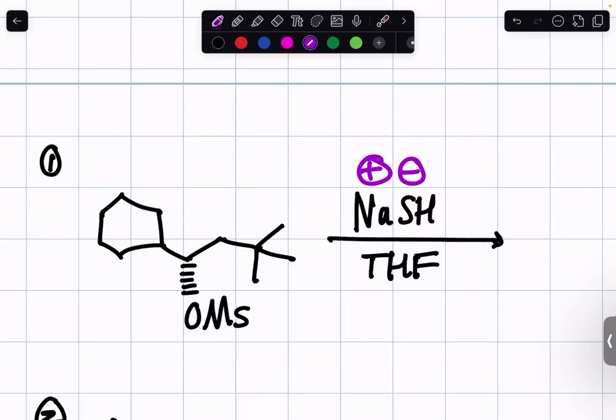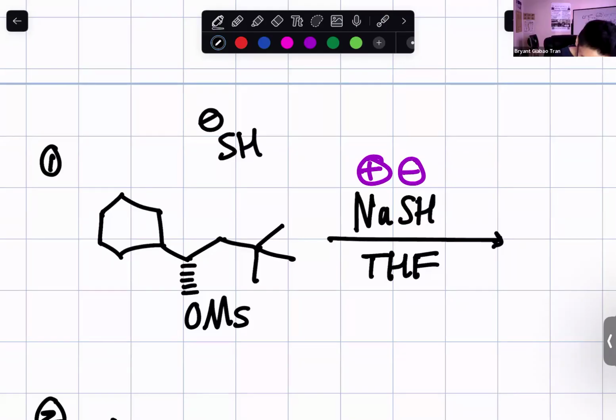So our nucleophile here is the SH minus. I don't know if this is on your list, but we consider this a strong, good nucleophile. I think that's on your list. Let me check your list.